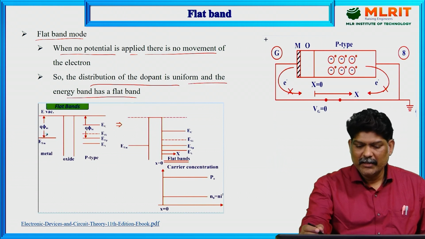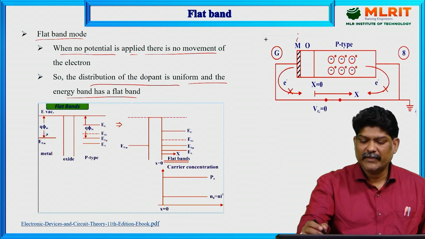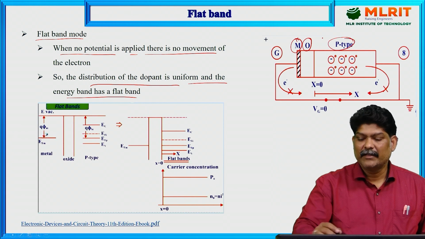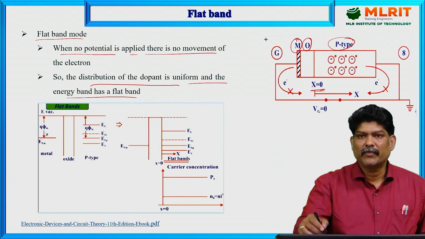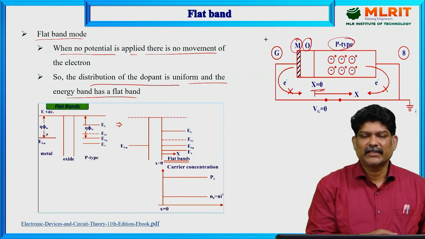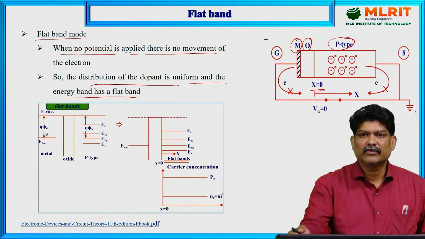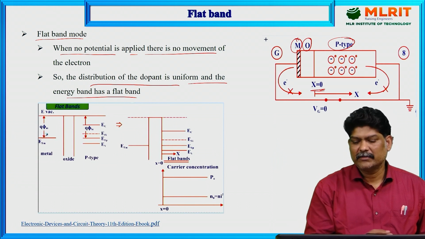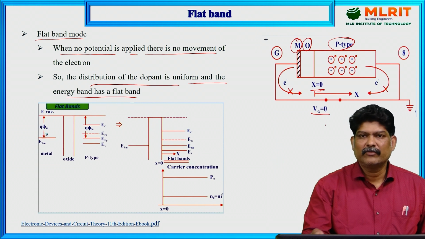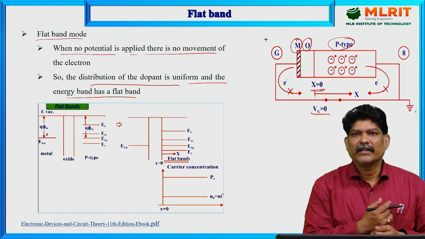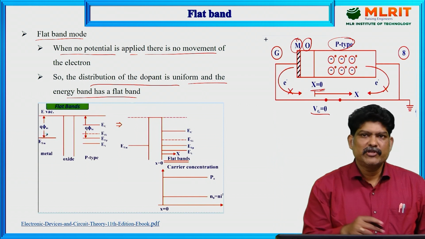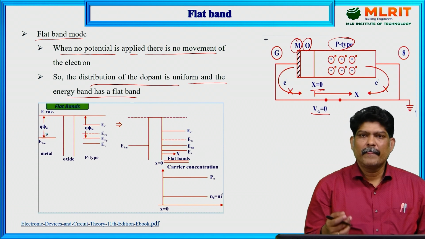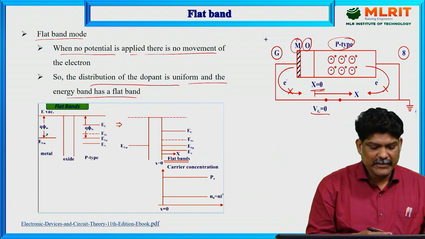See here, it is a 3 layer structure. The first layer is the metal layer, then the oxide layer, then the p-type semiconducting material layer. Here x equals 0. At this point, we are giving no external voltage, so there is no movement of electrons, because the gate voltage is 0. You are not giving any voltage across the gate, therefore there is no movement of electrons, hence no current flow.